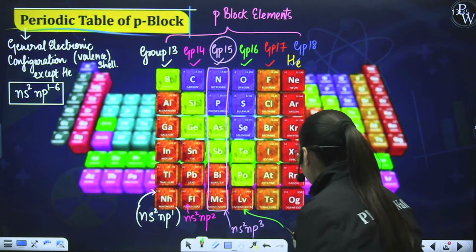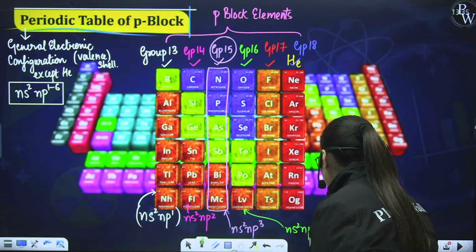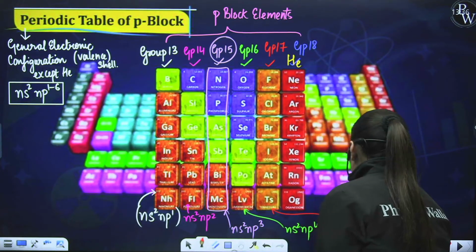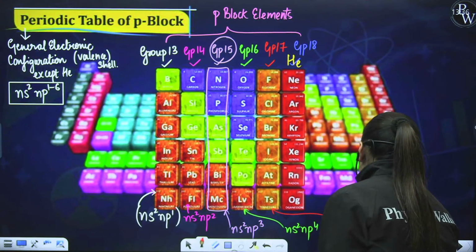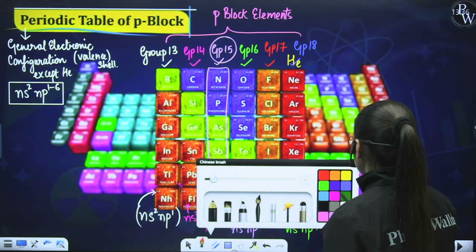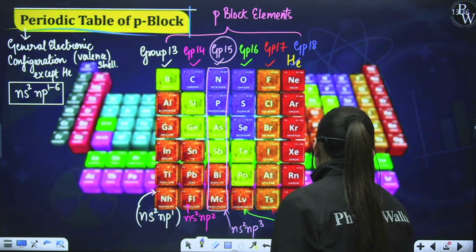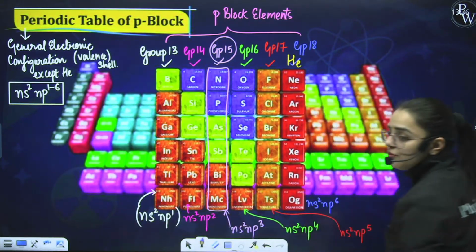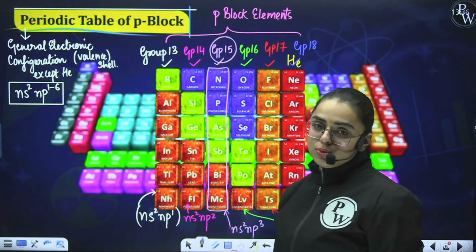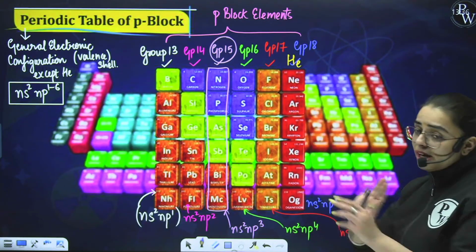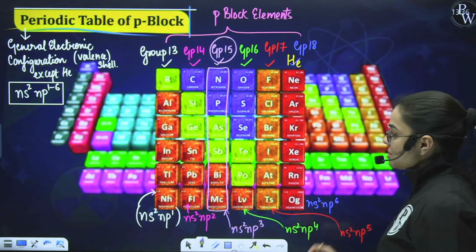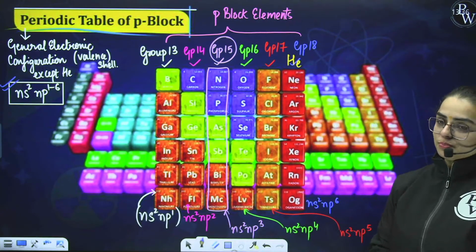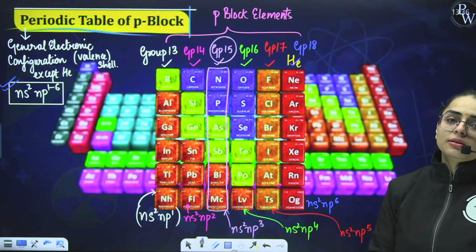What will be the general electronic configuration for them? It will be ns2 np4. What will be the electronic configuration for group number 17? It will be ns2 np5. And last but not the least, the group number 18 general electronic configuration shall be ns2 np6. So over here you can see that the general or valence shell electronic configuration lies between ns2 np1 to 6. Over here ns2 is filled in every case, but np is 1, 2, 3, 4, 5, 6. So generally we can say it lies between ns2 and np1 to 6. Is it clear to you?